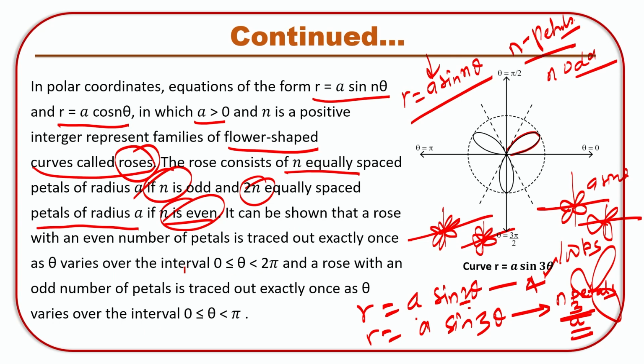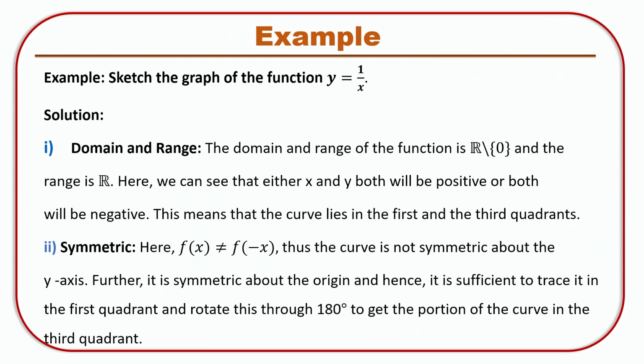It can be shown that a rose with an even number of petals is traced out exactly once as theta varies over the interval 0 to pi by 2, and a rose with an odd number of petals is traced out exactly once as theta varies over the interval 0 to pi, right. So, depending on 0 to pi and 0 to 2 pi, it has its own qualitative behavior. Now, this one will be the last example of this course and this domain.